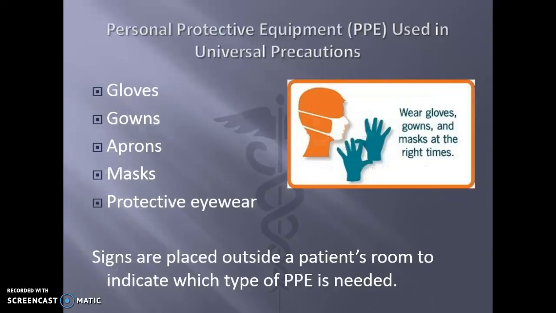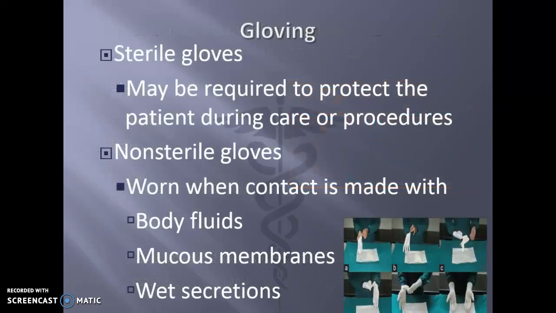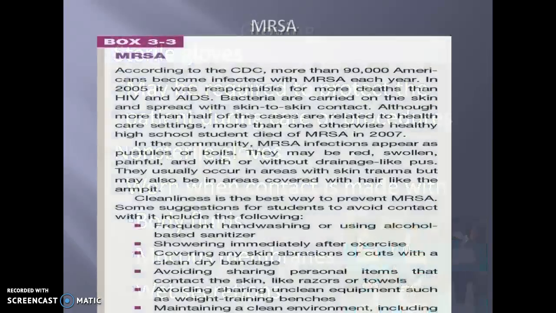Personal protective equipment, again: gloves, gowns, aprons, masks, eyewear. Sometimes you'll see signs outside patients' rooms that tell you exactly what you need to wear in the line of PPE, or personal protective equipment. We're going to do gloving today. There's sterile gloving and non-sterile gloving, and I will show you more about that when you get done. But we're going to practice putting on gloves and taking them off so that you don't contaminate yourself or any of the surfaces around you.